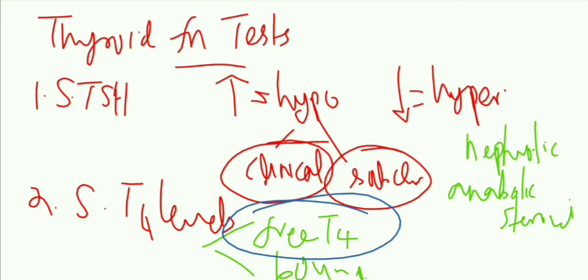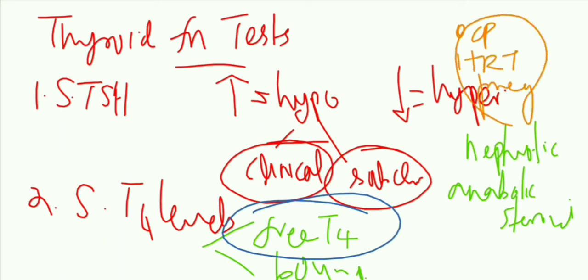Now in another case, if a female is on an oral contraceptive pill, or if she is having hormone replacement therapy, or if she is pregnant, in all these cases the plasma proteins in her blood are elevated. So in that case the bound T4 will be high. So you should not look at bound T4, you should look at free T4 levels in the serum.